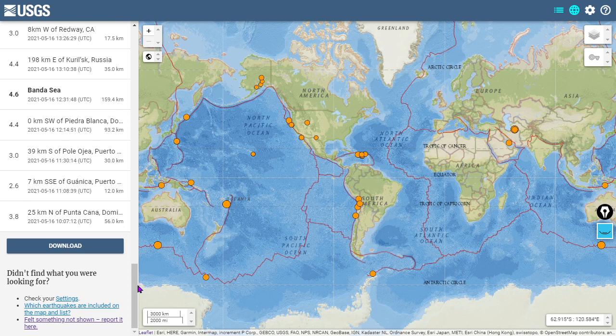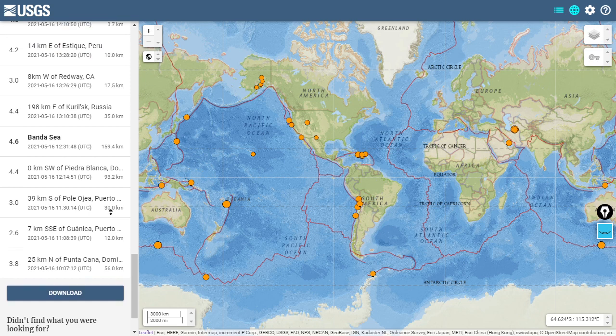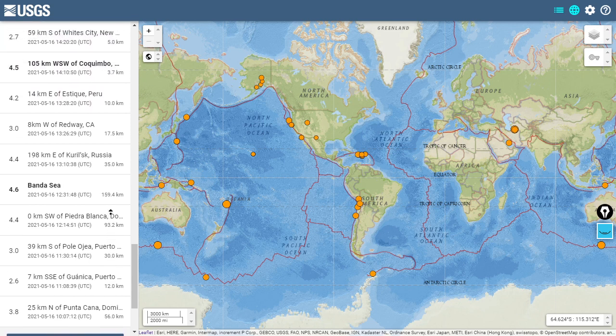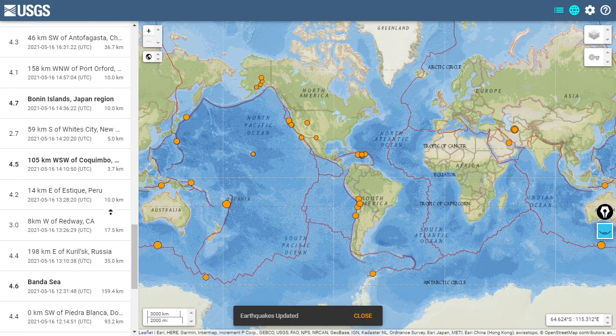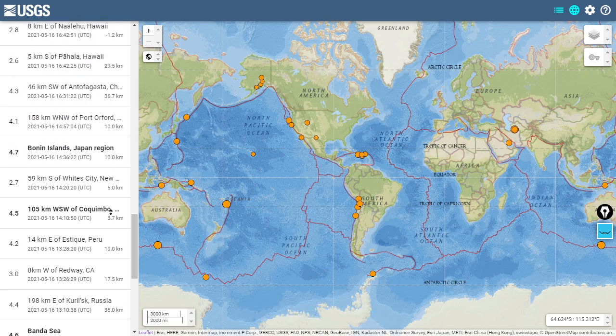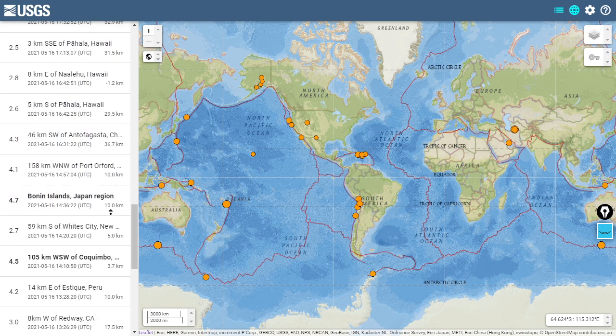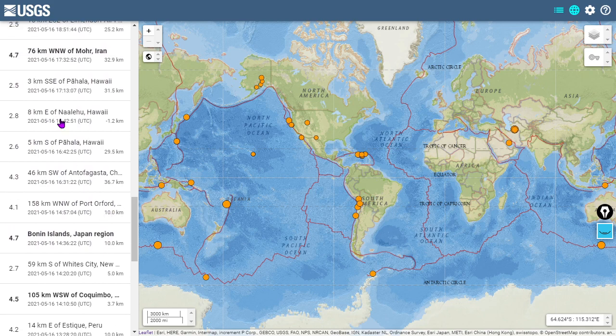Let's go to the USGS site and roll up the list. So no major quakes. There was a deep one in the Banda Sea. It was only a magnitude 4.6 at 159 kilometers depth, though. And if that was at the surface, that would be like a magnitude 5.2.